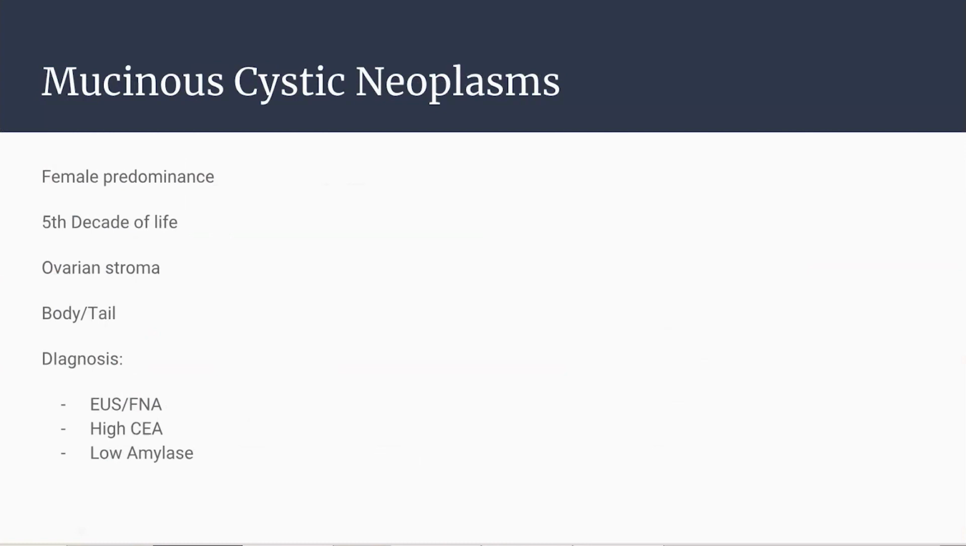On CT scan, they appear round or oval. Calcifications can occur in the periphery. They are heterogeneous and they have internal septations. There is a definite and significant malignant potential in these lesions.